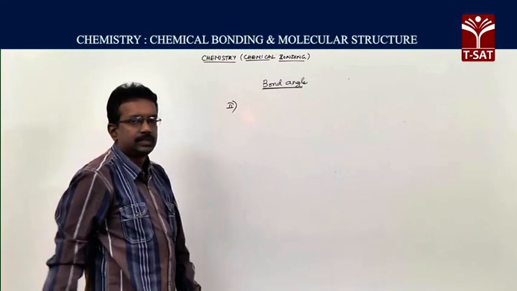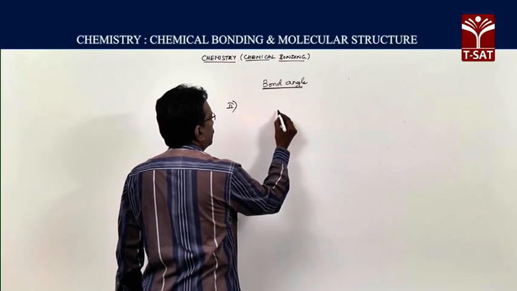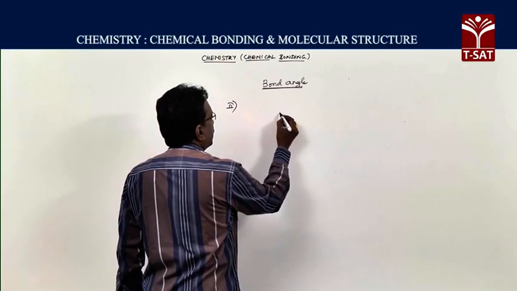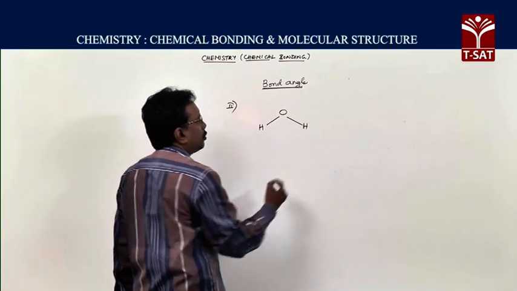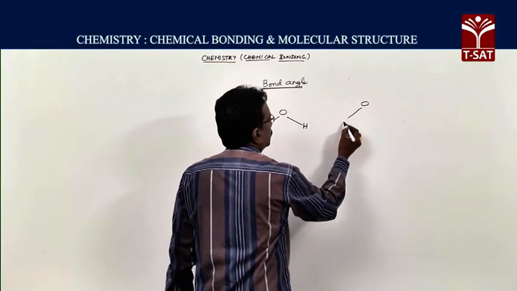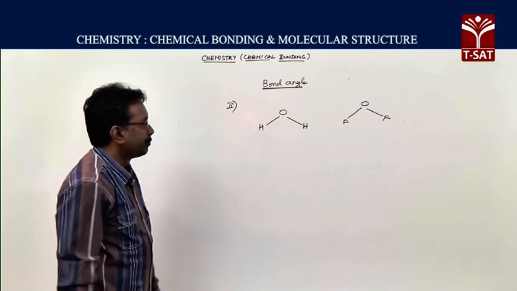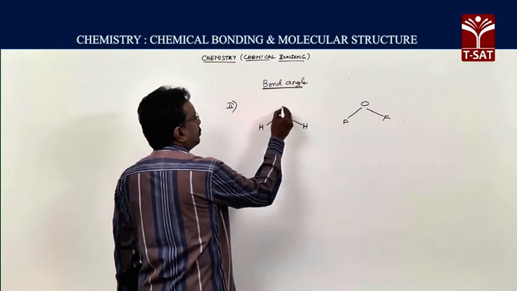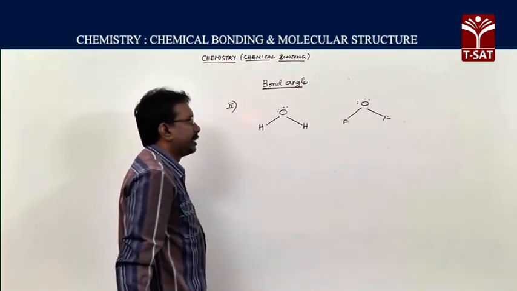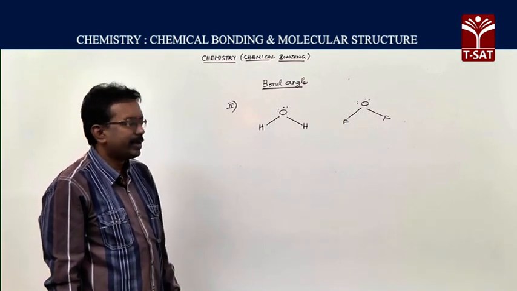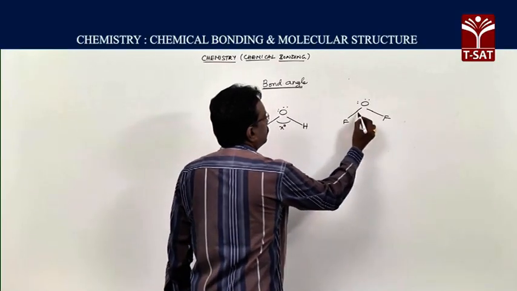Now let us move to the second point. Now I am taking here the H2O molecule and the OF2 molecule. Here both have the same central atom, oxygen. Near the central atom we have the same number of lone pairs. Now we are comparing these two bond angles.